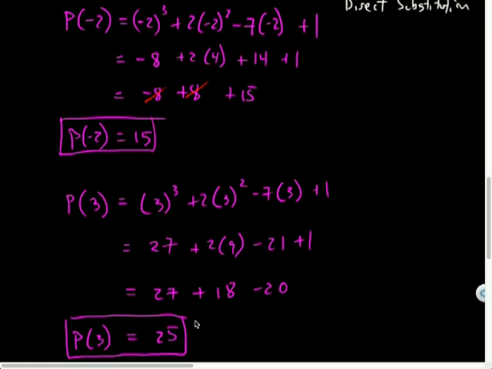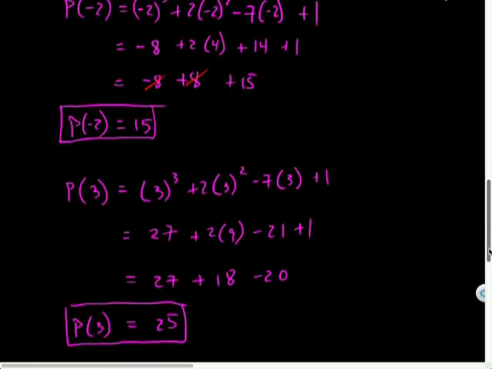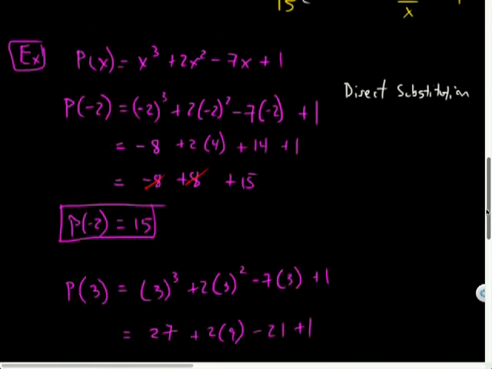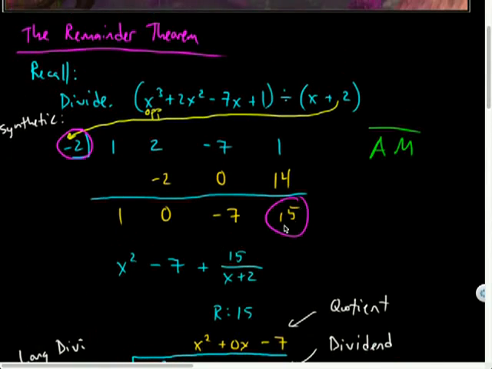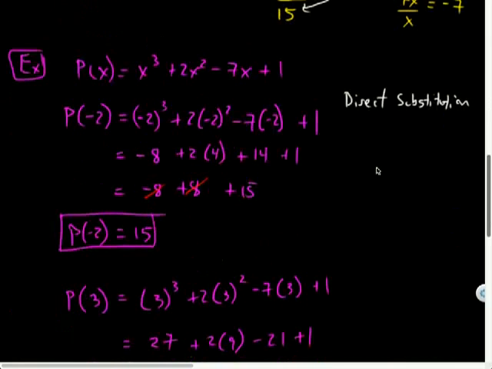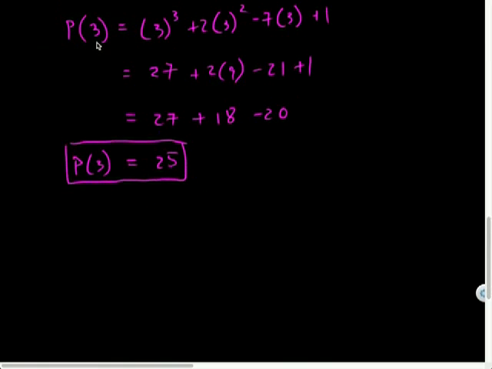So that is direct substitution. How do you think I could have gotten 25 if I was doing a synthetic division problem? What would I have done? Does anyone have a theory? Right, because we got 15 for our remainder when I did synthetic division by negative 2, which is the same thing I got when I did P of negative 2. I also got 15. So what do you think I could do if I want to figure out P of 3? What's a synthetic division style way I could do that? What would I want to put in the box here, do you think?